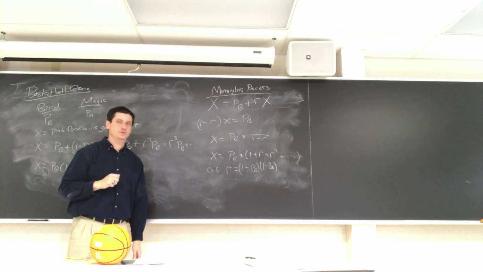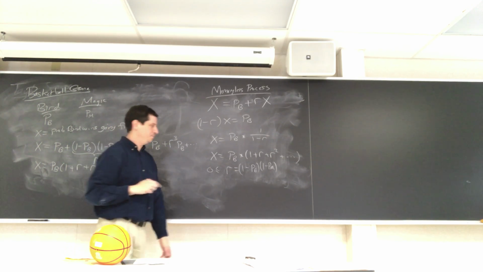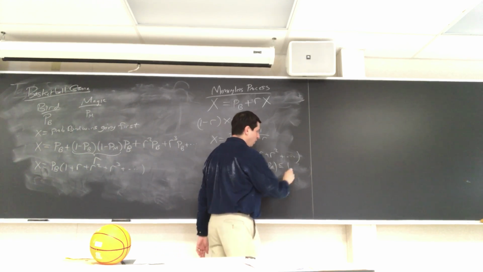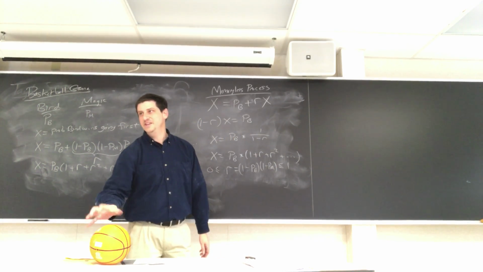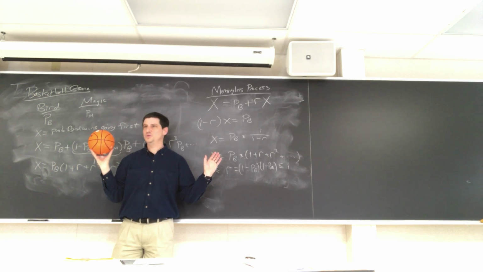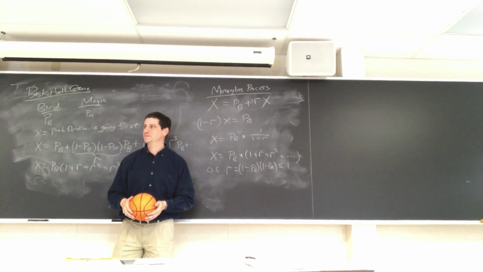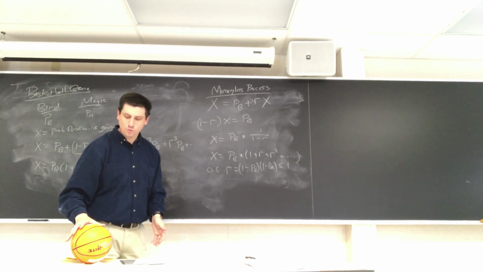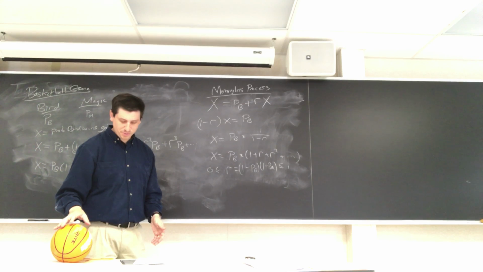What's the largest R could be? 1. What would it mean for R to be 1? Neither of them... They suck, right? Now, this is designed to come from the real world. Bird and Magic do not suck, right? They should each have some positive probability of making the basket. Well, what would happen if neither one of them could make a basket? What's the probability that Bird wins?